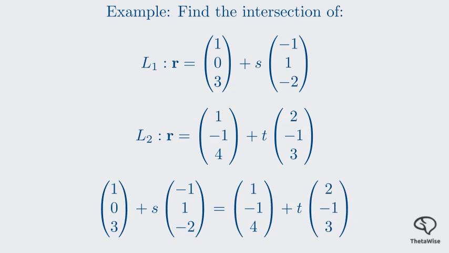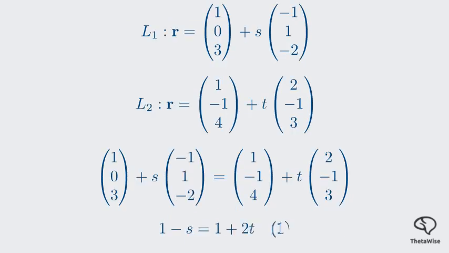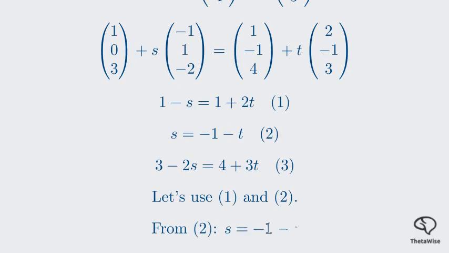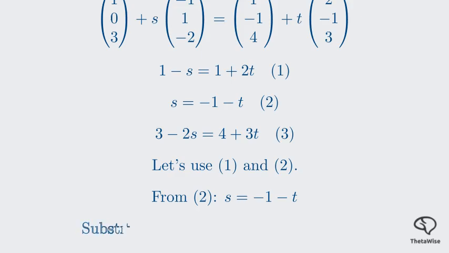This yields 3 scalar equations. From the x, y, and z components, we get 1 + s = 1 + 2t, s = -1 - t, and 3 + 2s = 4 + 3t. We have a system of 3 equations with 2 variables. We must solve 2 of them and check the third. The second equation is already conveniently arranged for substitution. It tells us s = -1 - t.